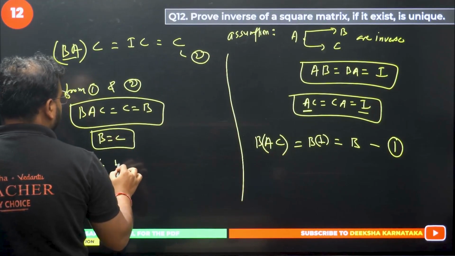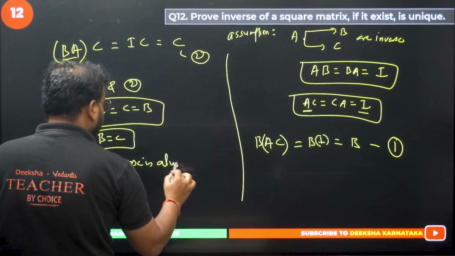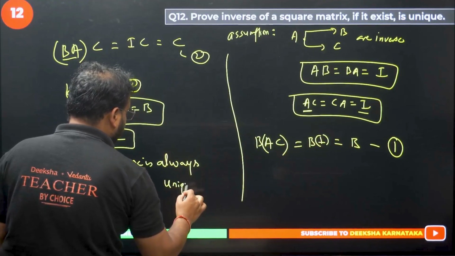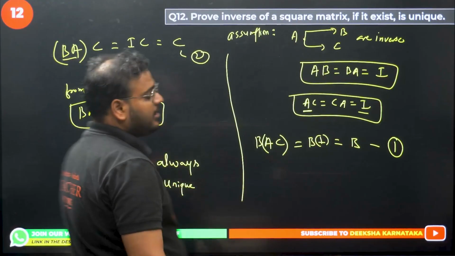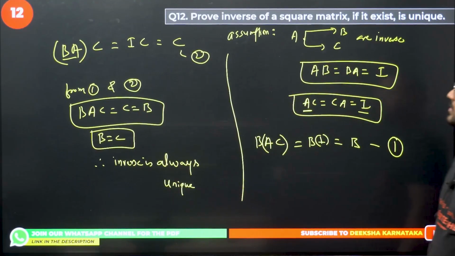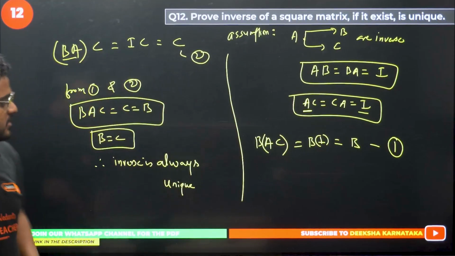Therefore, inverse is always unique if it exists. Therefore, inverse is always unique if it at all exists. Okay, this was the last question from the 3 marker. Now we'll move on to 5 marker questions.